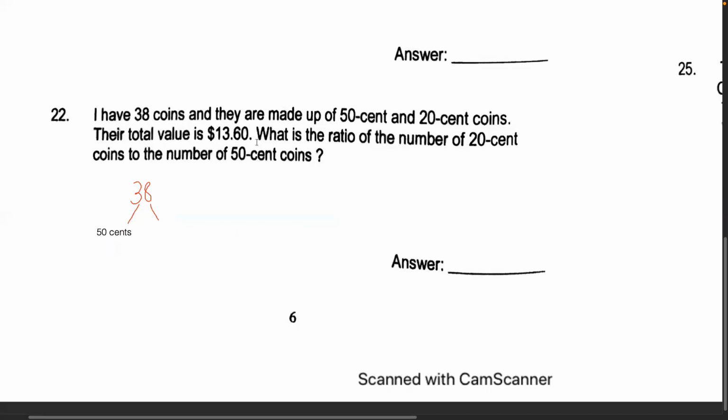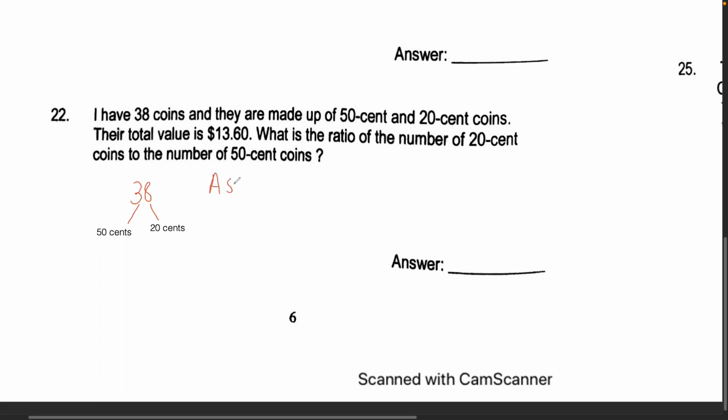Okay, now when I look at this question, I know that this is a number times value question. But then I realized that I don't know how many 20 cents or how many 50 cents I have individually, correct? What I do know for sure is that the total is 38 coins. Am I making sense here? So shall we just use assumption to solve a question like that?